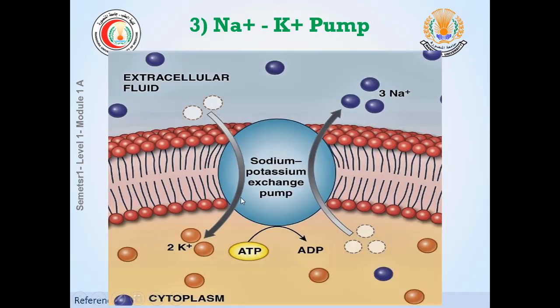Here the sodium-potassium pump has 2 binding sites for potassium on the outer surface and 3 binding sites for sodium on the inner surface, and an ATP binding site on the inner surface. So it needs energy, this pump needs energy from ATP to transport 2 potassium molecules from outside to inside and 3 sodium molecules from inside to outside.